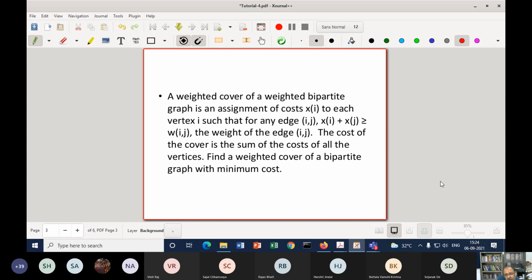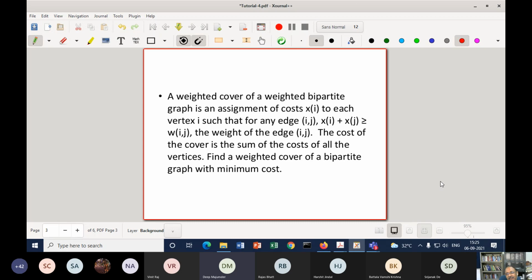So the question is, how do you find a weighted cover, that means such an assignment of costs, with minimum cost? If I add up the costs assigned to each of the vertices, the sum is going to be minimum among all possible ways I can assign this. There are obviously too many ways of assigning this. So what's the first thing that you notice? Anyone? The equation is the same as that from the weighted bipartite matching.